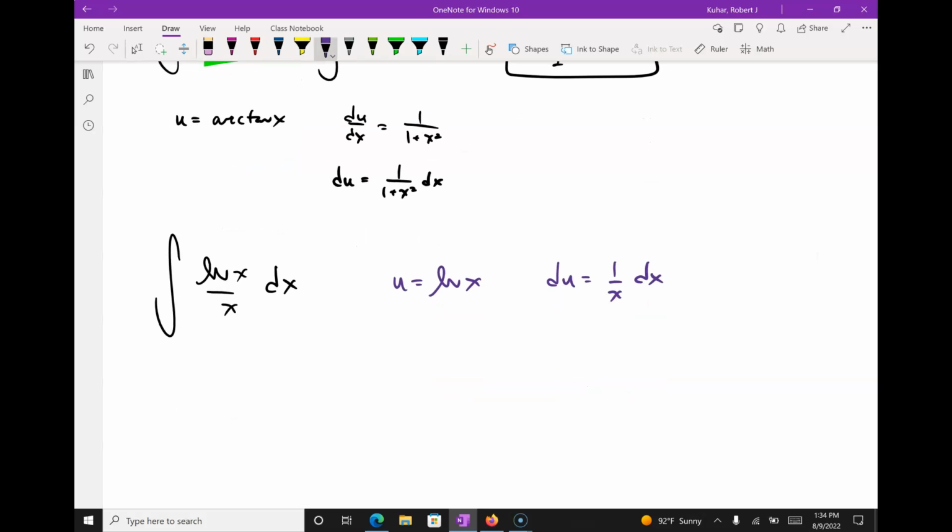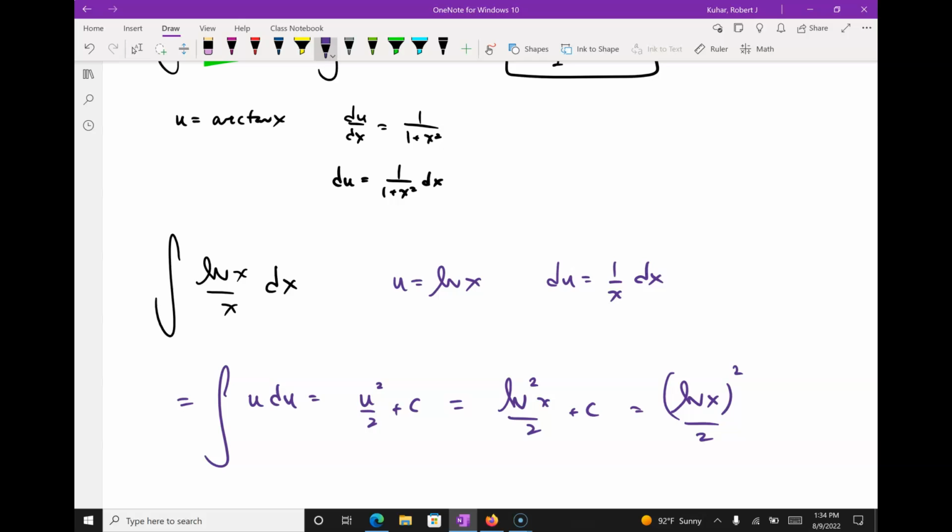I can now make my substitution. I have what? u du. What is that? u squared over 2 plus c, right? And what is u, though? ln, right? So ln squared of x over 2 plus c, or you'll probably see it written like this in the book, where they make sure you realize you're squaring the entire ln of x.